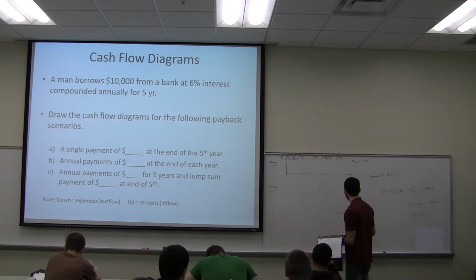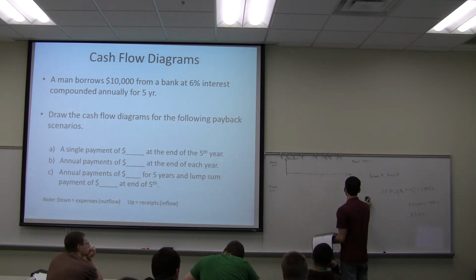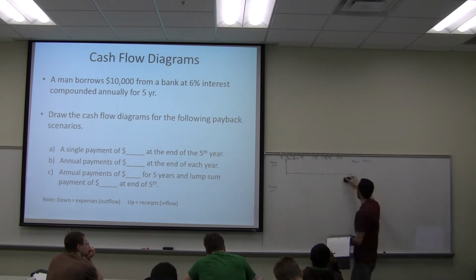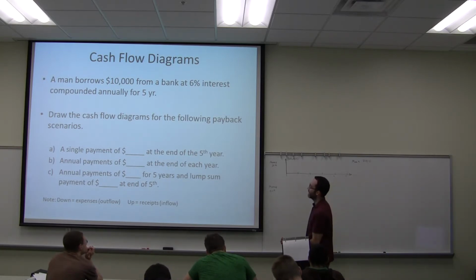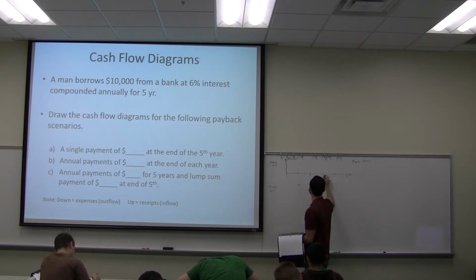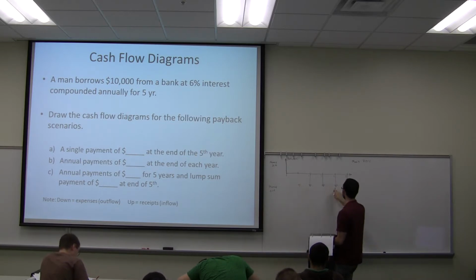So these tables can be a useful reference. That's how we do the cash flow diagram for A. Okay, let's look at the cash flow diagram for B. Annual payments of blank at the end of each year. So he got 10,000 and then has to make some payment here, here, and they're going to be the same amount every year, and there's 5 of them. 1, 2, 3, 4, 5.